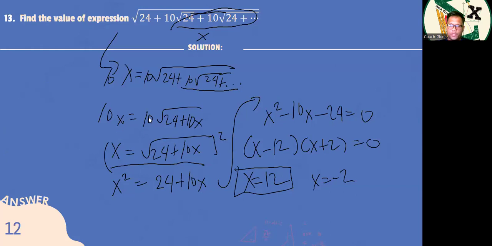Sir, why is -2 not counted as the answer? Because if you put -2 inside the radicand, then that won't be a real number. Again, you cannot have a square root of a negative number. Okay, any other question? We only want the positive root because a negative cannot have a square root, because that would be imaginary. Okay, if there are no more questions, let's have number 40.